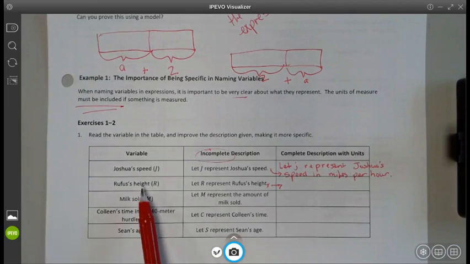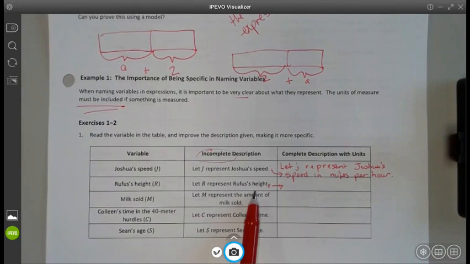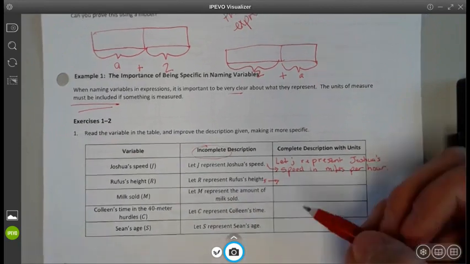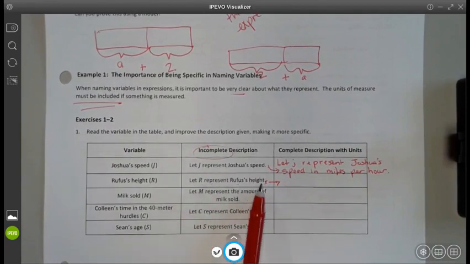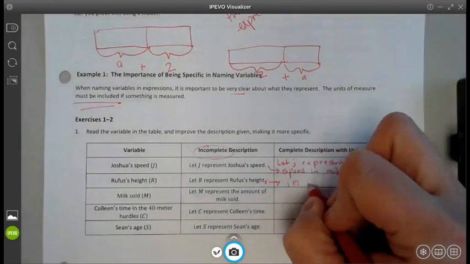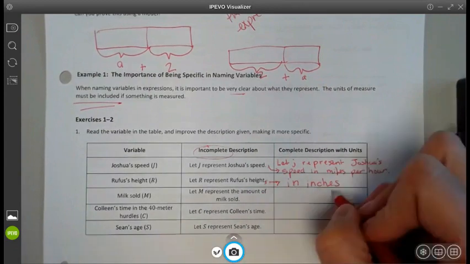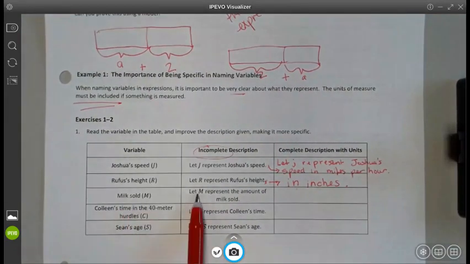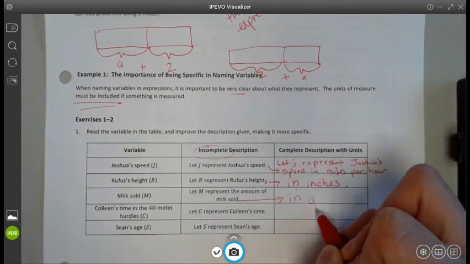So let's keep going with that. Rufus's height. Let R represent Rufus's height. Well, how do we measure height? What are things that we can measure in? We can measure inches, centimeters, meters, right? Let's go with inches, because that's what we typically measure in over here in America. So let R represent Rufus's height in inches. So this is an addition rather than rewriting this part again. We're just adding that second part there, okay? Milk sold M. Let M represent the amount of milk sold. Well, how do we measure milk? Yes, in gallons. So let M represent the amount of milk sold in gallons, eliminating this period and adding in gallons.